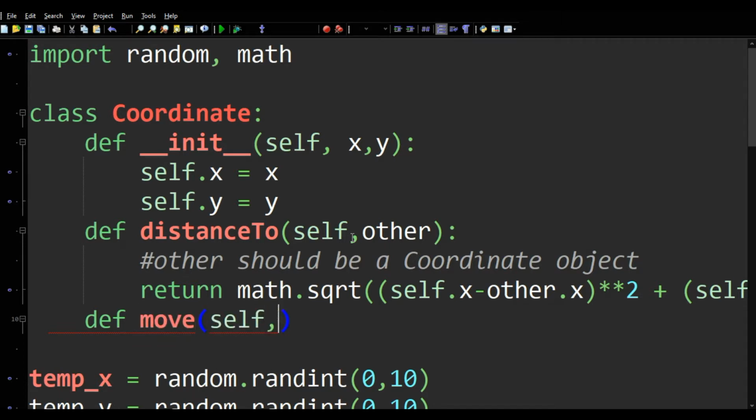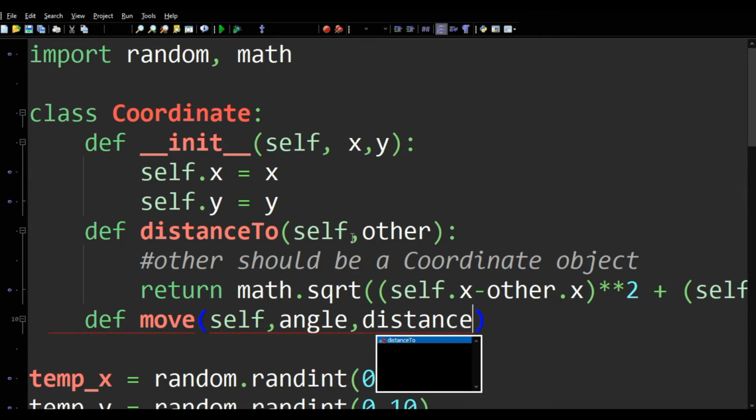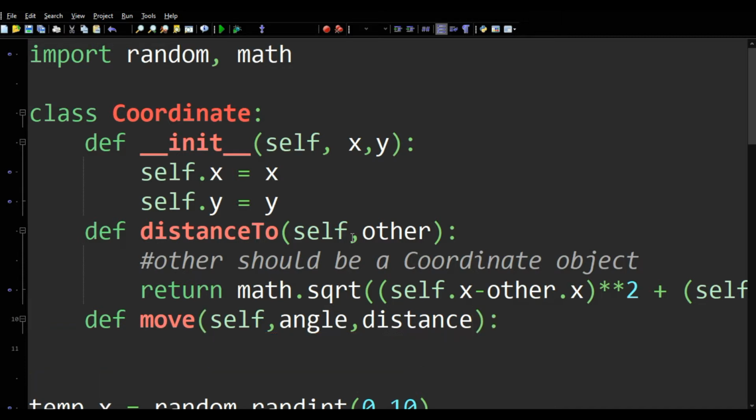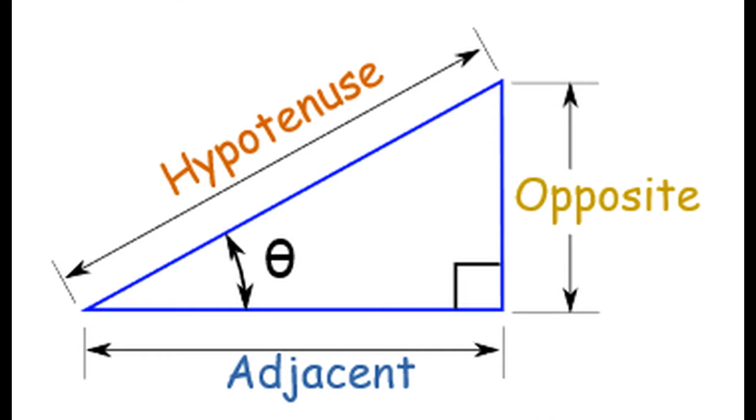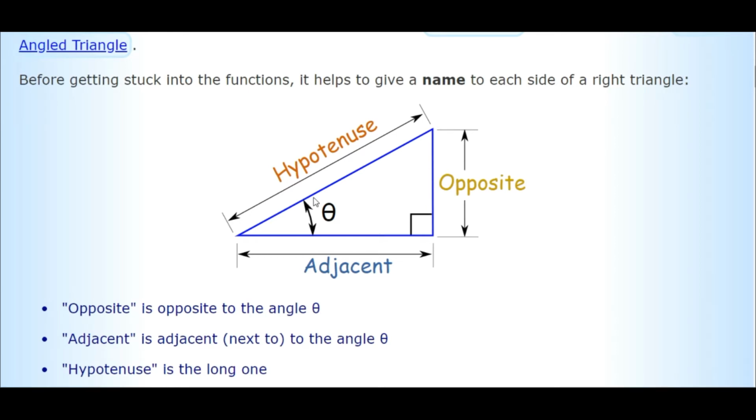And now I have to say self because it belongs to this object. And I'm going to pass in an angle and a distance that we're going to move along that angle. Now, if you've taken geometry, you may have seen sine and cosine used to find the adjacent or opposite sides of a triangle. Sine and cosine are really useful for separating out the amount that we're going to move in the x direction and the amount we're going to move in the y direction if we want to move along a particular angle. So if we want to move at an angle theta from our current position at the bottom left of this triangle, basically we want to move along the hypotenuse.